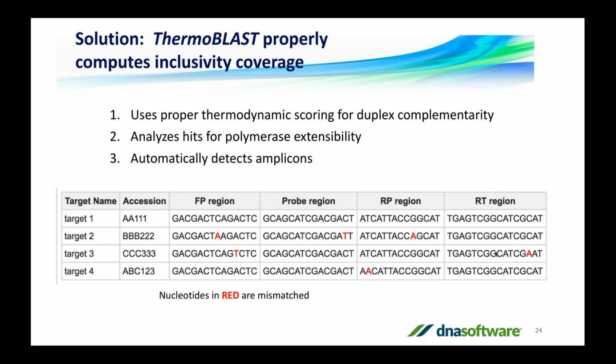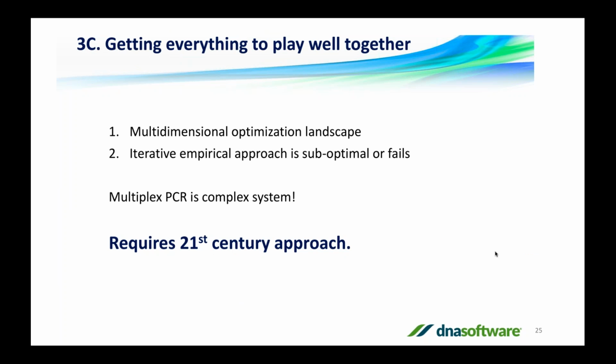All right, lastly is the idea of getting everything to play well together. In multiplex PCR, you have all these primers. They can interact in unpredictable ways, unpredictable for a human, at least. And the optimization is a multidimensional landscape of varying different primers and different concentrations and all kinds of things that are very hard for a human to keep in their mind at once.